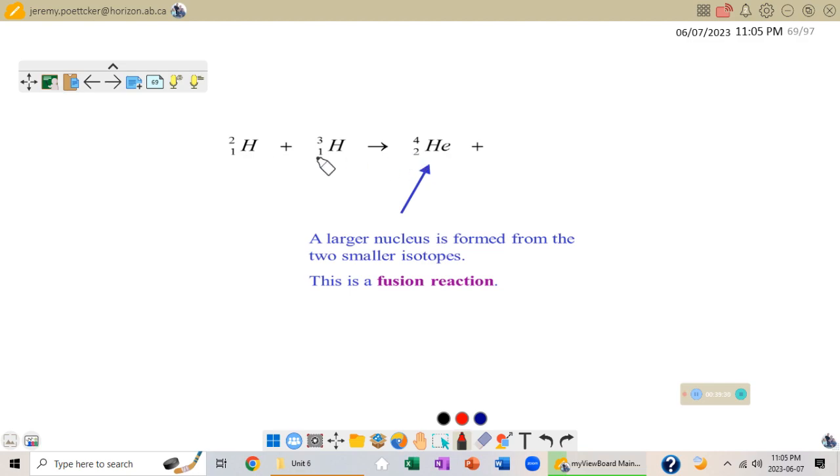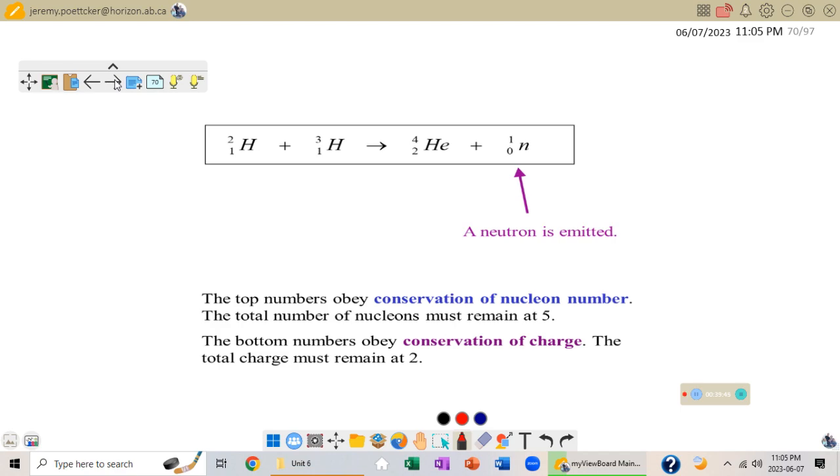And if you look here, 1 plus 1 is 2. 2 plus 3, we've got 5 here. We need something else here. So, there's also going to be a neutron released. So the top numbers obey conservation of nucleon number, bottom numbers, conservation of charge, neutron is emitted.